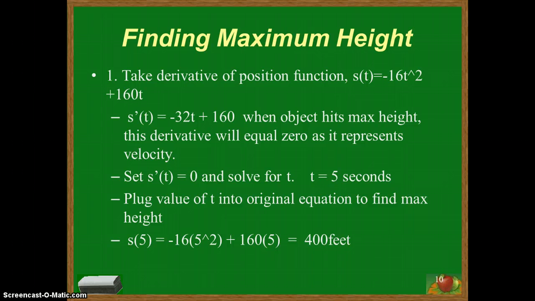What does this mean? 5 seconds after this object is thrown, launched, or shot into the air, it will reach its maximum height. In this case, I believe it could be a rock or anything. Plug this value of t into the original equation, the position equation, to find the maximum height. So s of 5 yields a height of 400 feet. Therefore, this object achieved a maximum height of 400 feet. Pretty cool.